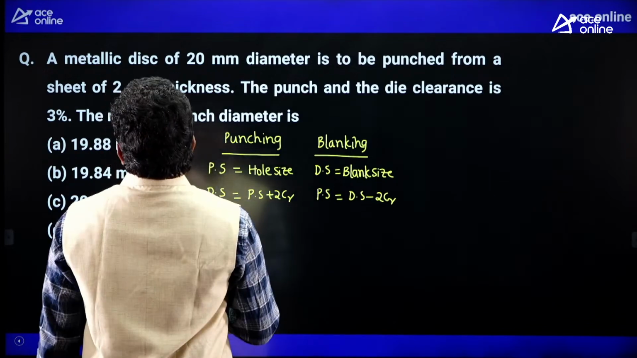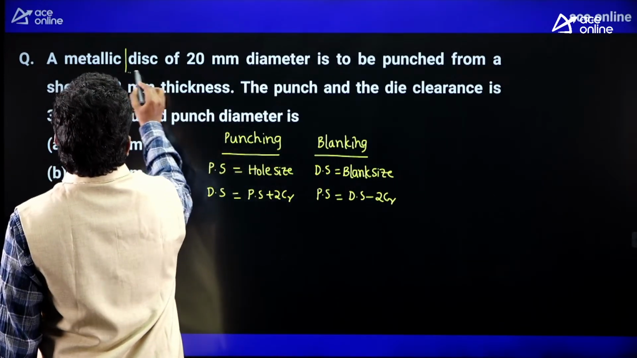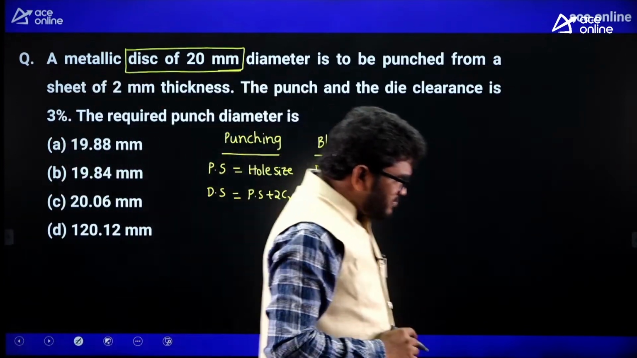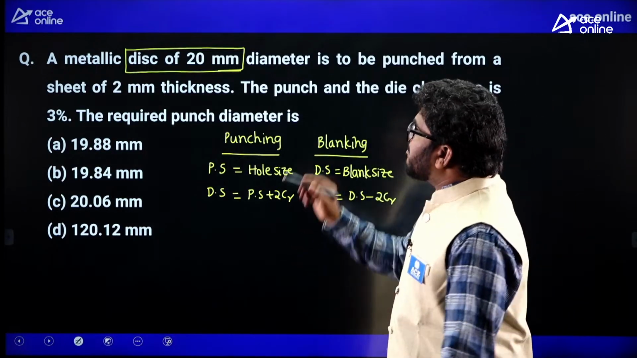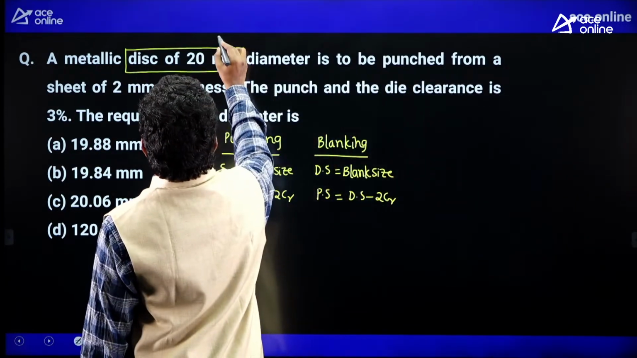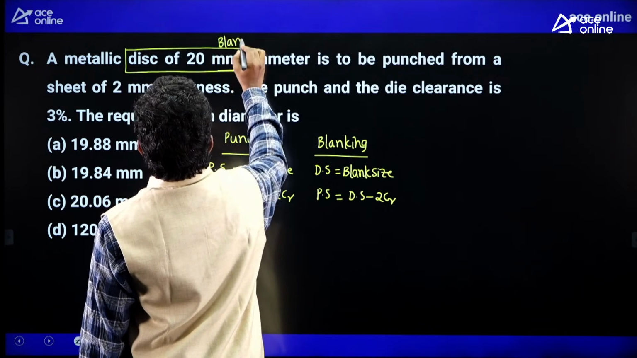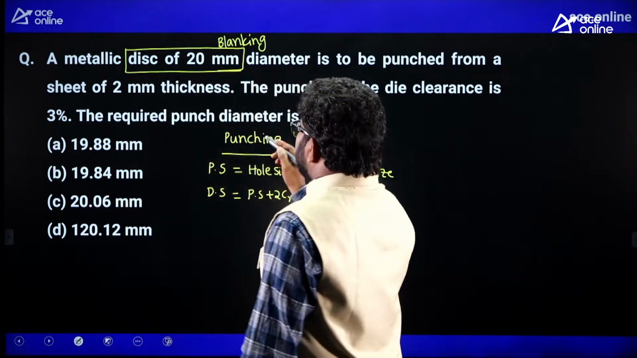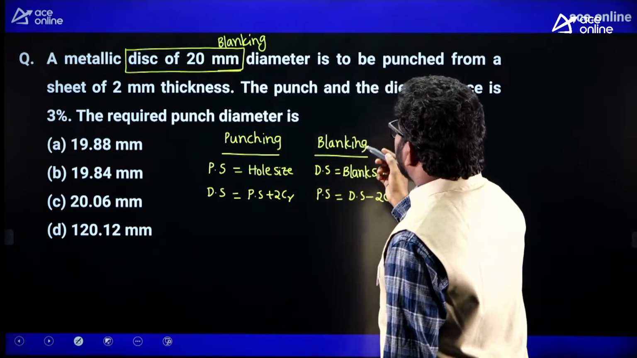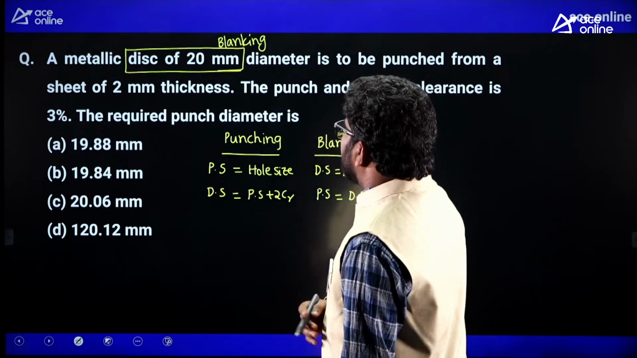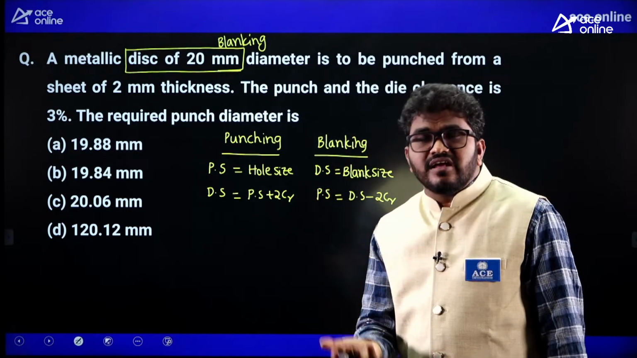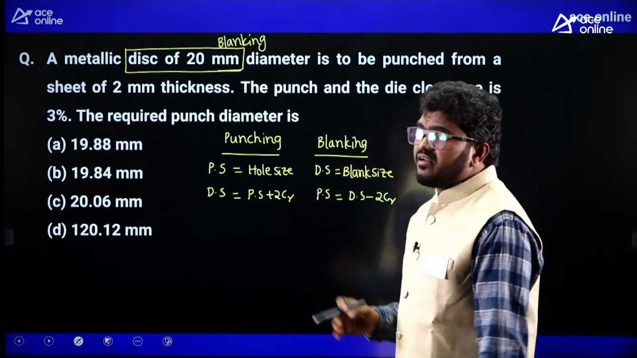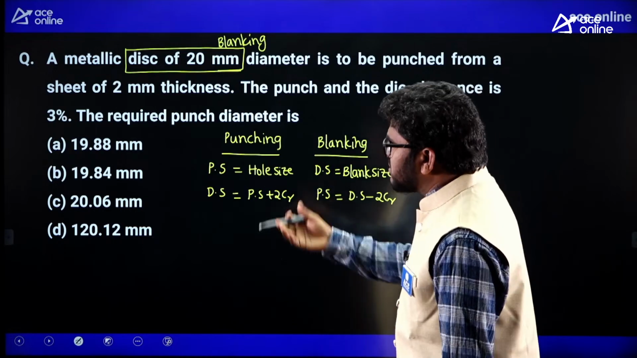Right. So in the question, a metallic disc of 20 mm diameter. So tell me, what is this operation? It's a blanking operation. We are making a metallic disc, right? Thickness is given 2 mm, and punch and die clearance is 3%. Here they didn't mention whether it is radial or diametrical. Mostly they'll give radial only, so you should consider it as radial. Otherwise we'll check the options.